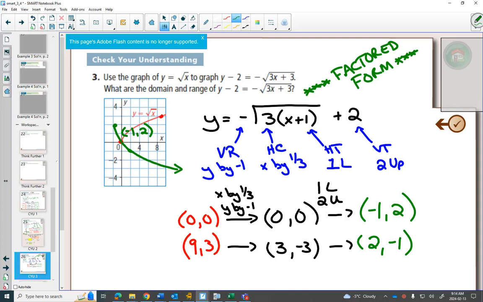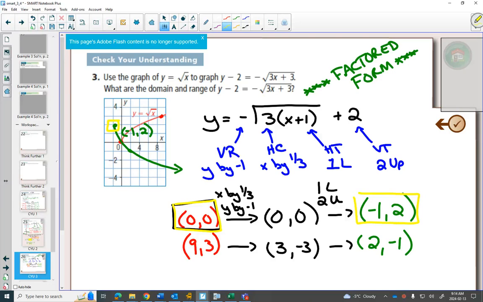I need to put an arrowhead on the end of my graph. I might make a special note that this point 0, 0 is really struggling to me. This point 0, 0 became my starting point there.